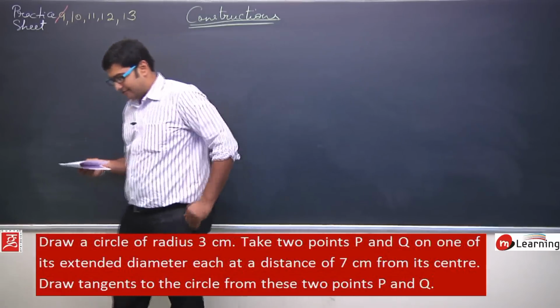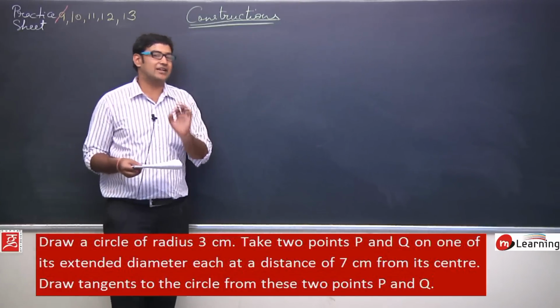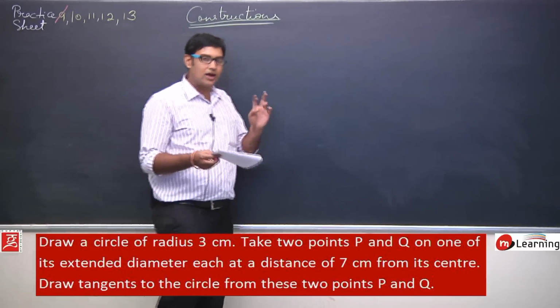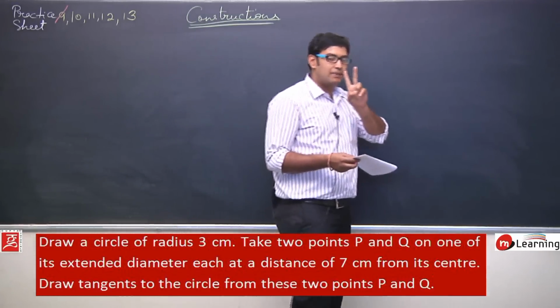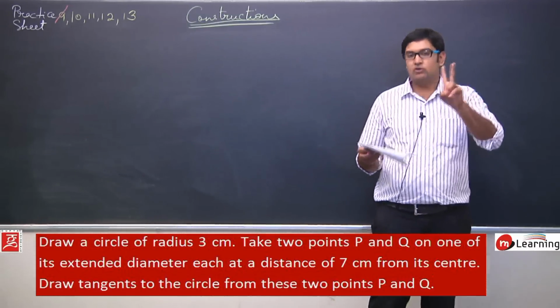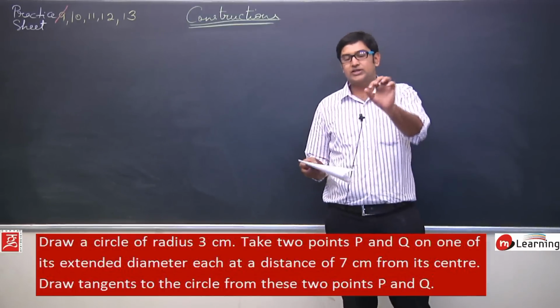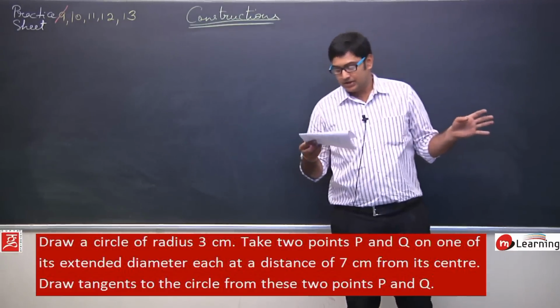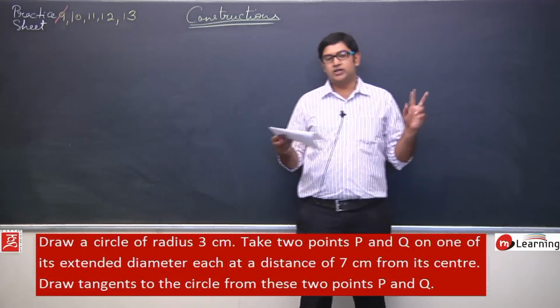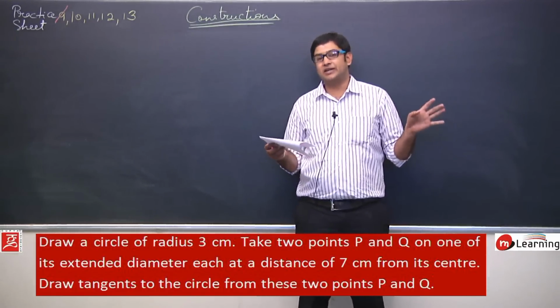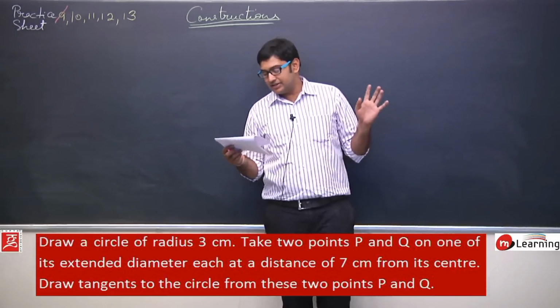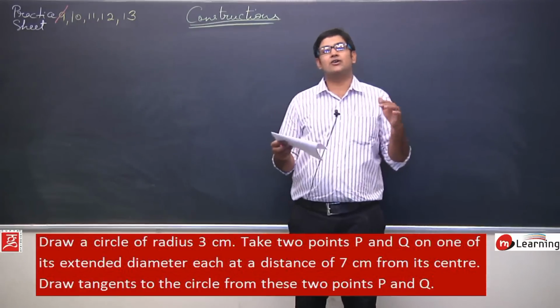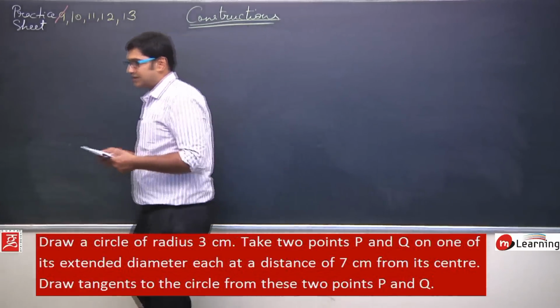It says that first you have to have a circle of 3 centimeter radius, and then you have to have 2 points P and Q. Okay, and how to get the point P and Q? Using any of the diameter of this circle. Extend the diameter such that the 2 points P and Q lie 7 centimeter from the center of this circle. So let's see question number 10.